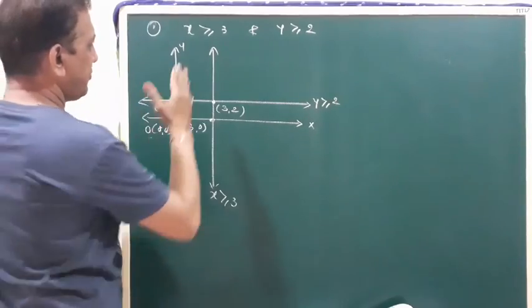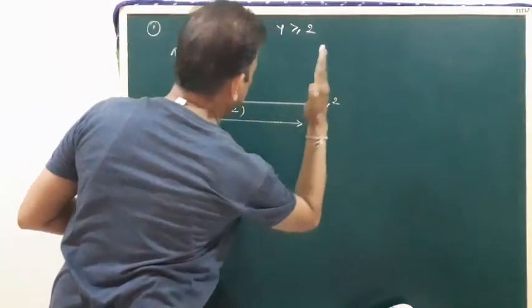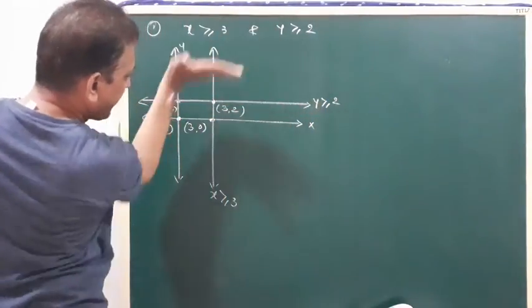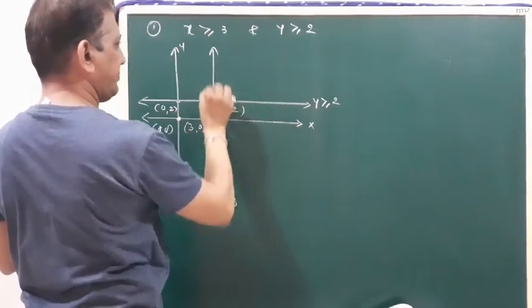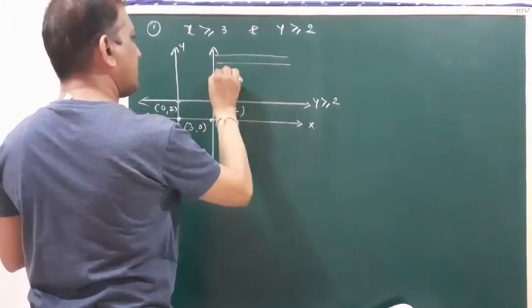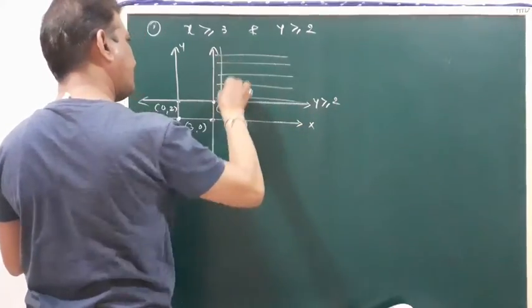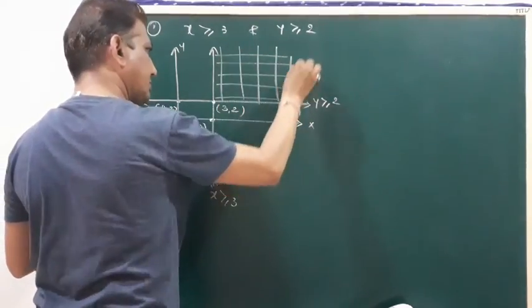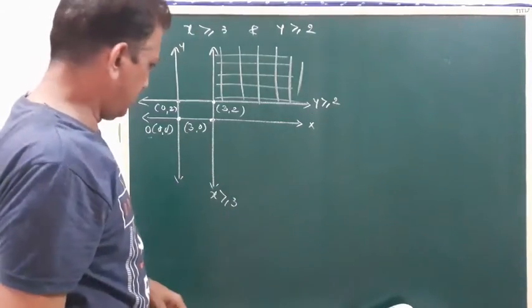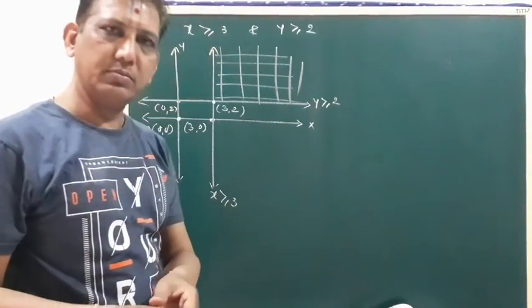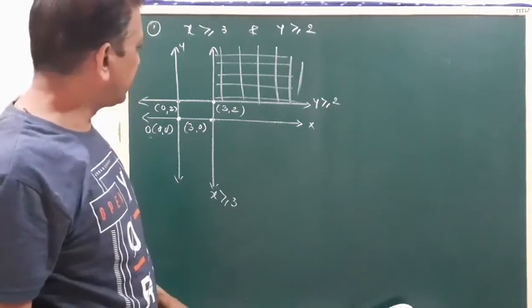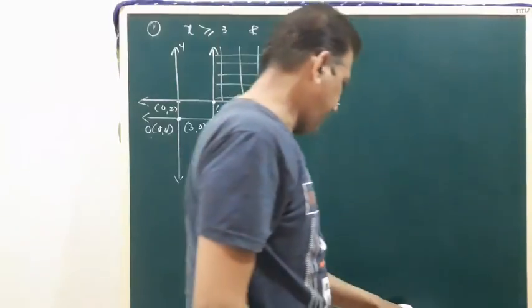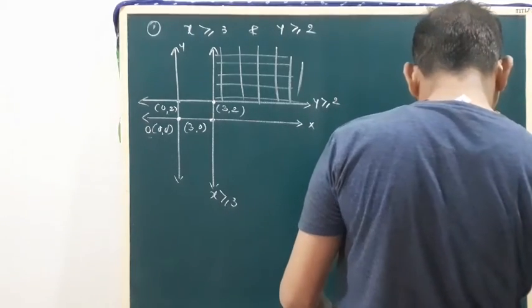First line, right side part. Second line, upper part. So the common portion is this one, L shaped. This is your graph. Did you understand? Clear? Okay. Now second question.